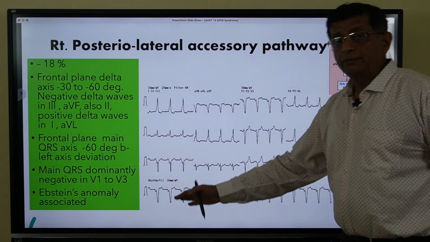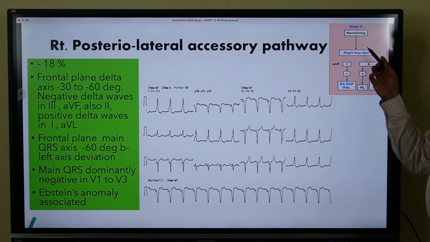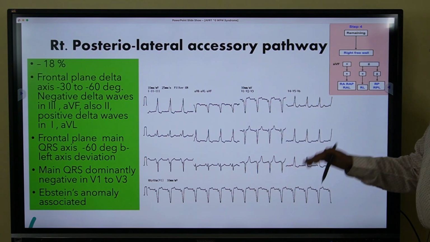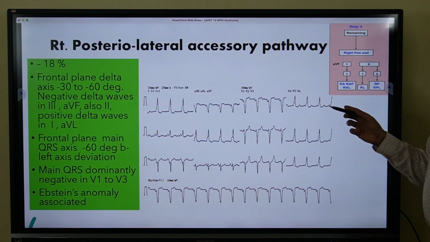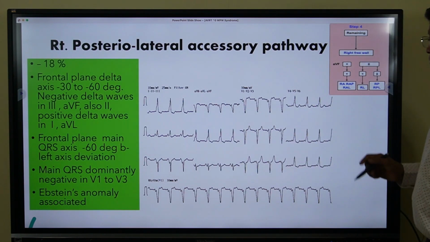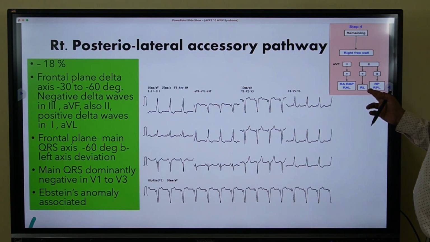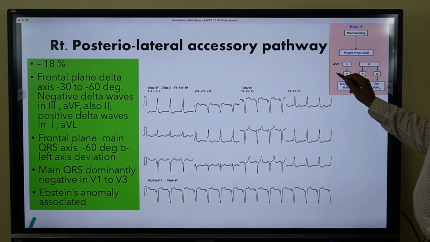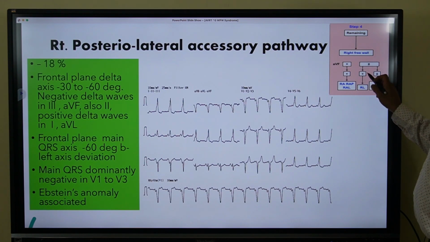In this patient, Ebstein's anomaly is associated. You can also come to this conclusion by using Arruda's algorithm. In step 4, in aVF, you can see a positive deflection, and the QRS complex, I have forgotten to write QRS here, the QRS axis is positive, so this is a right lateral pathway.